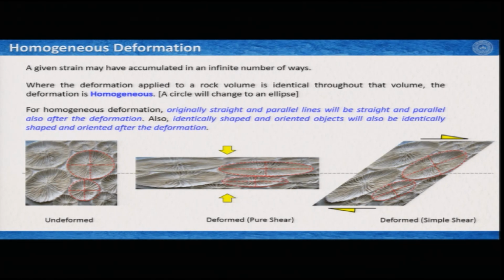So for homogeneous deformation, characteristically, you can appreciate a homogeneous deformation if originally straight and parallel lines remain straight and parallel after the deformation. You can also consider identically shaped and oriented objects will also be identically shaped and oriented after the deformation. So these two are the key parameters to assign a homogeneous deformation, or in a very general way, that each point of this body has suffered or enjoyed similar ways of deformation.